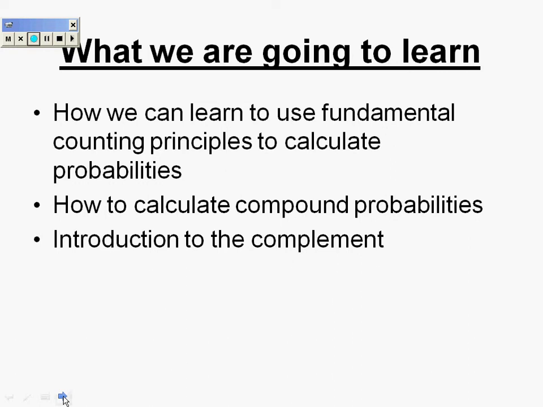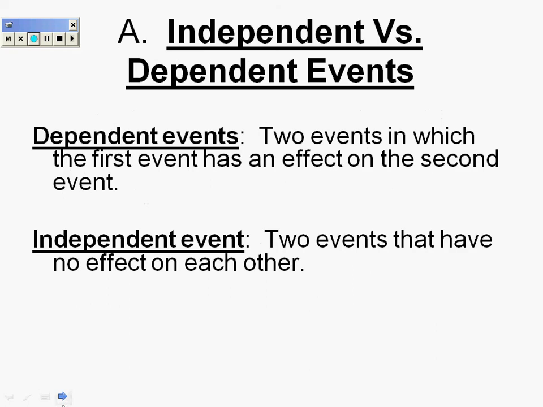All right. We're also going to move on to talk about two other things called compound probabilities and complements at the very end. So before we get started, we need to talk about what dependent events are and what independent events are. Dependent events are two events in which the first event has an effect on the second event. So let me give you a quick demonstration.